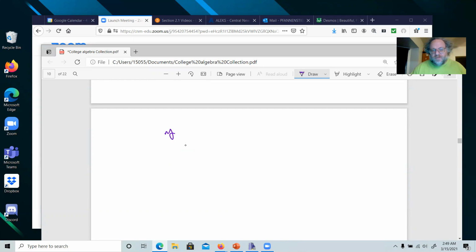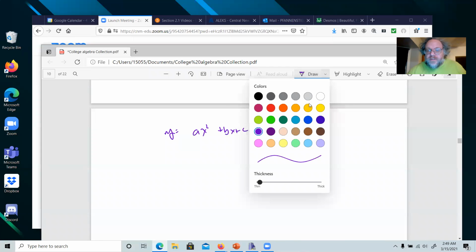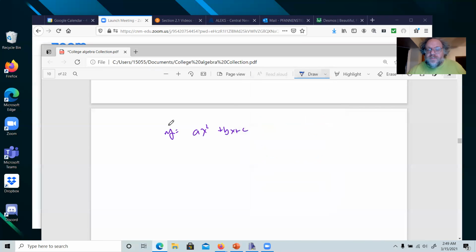So say, for example, we have y is equal to ax squared plus bx plus c. What we're going to do is pretend like we're going to complete the square on this. I promise you don't have to do this. You can watch me do it once and you'll never have to look at this again unless you decide to become a math teacher.